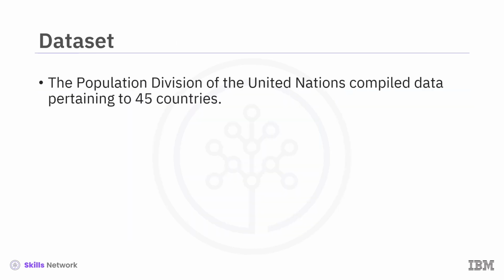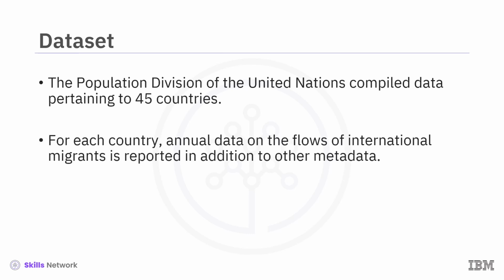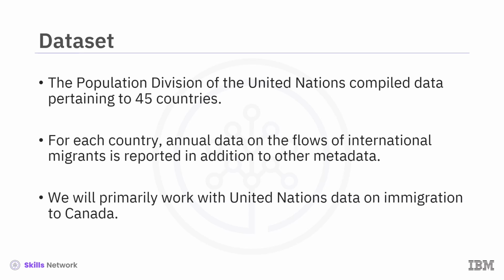We will use the Population Division of the United Nations compiled immigration data pertaining to 45 countries, where for each country, data corresponding to the total number of immigrants from all world countries are reported, in addition to other metadata pertaining to the immigrants' countries of origin. In this course, we'll focus on Canada and work primarily with the dataset involving immigration to the Great White North.